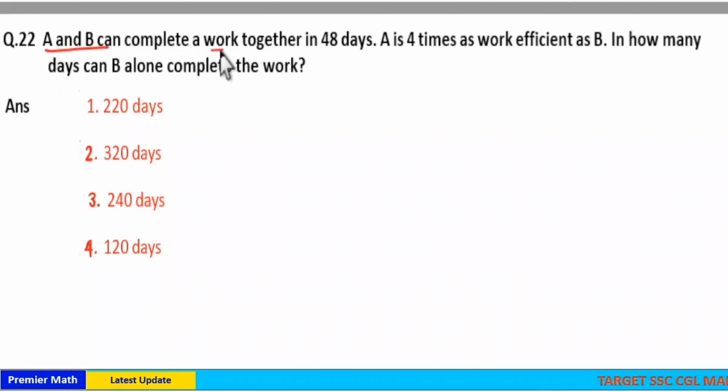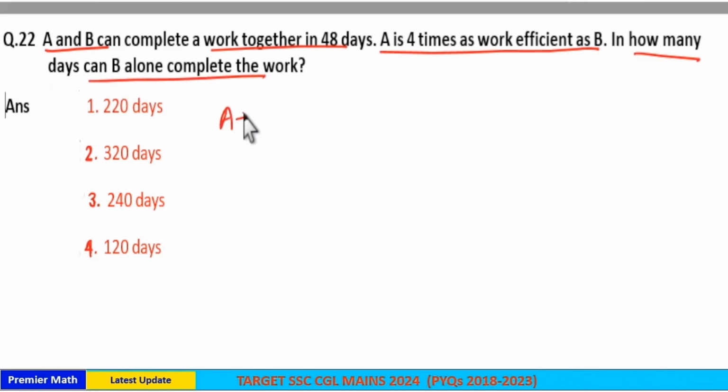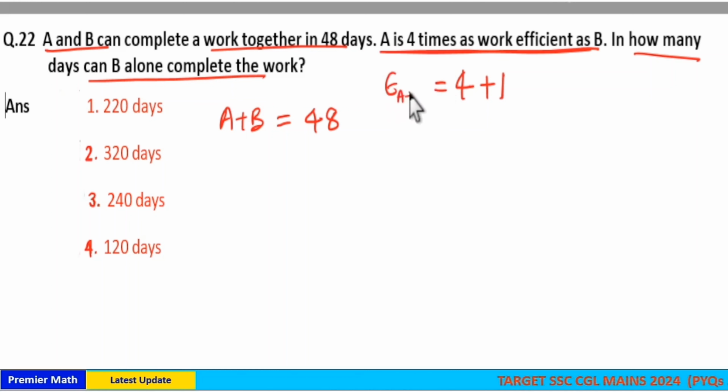A and B can complete a work together in 48 days. A is 4 times as work efficient as B. In how many days can B alone complete the work? Here A and B together complete the work in 48 days. And A is 4 times as work efficient as B means A's efficiency is 4 units, then B's efficiency is 1 unit. So total efficiency of A and B is equal to 4 plus 1, 5 units, which means in one day A and B together complete 5 units of work.